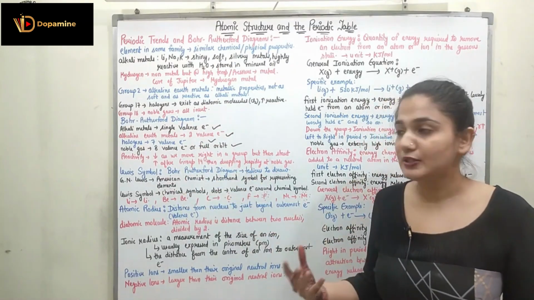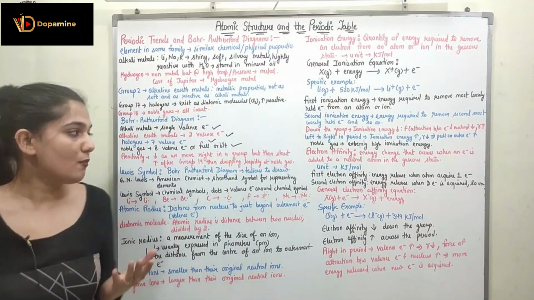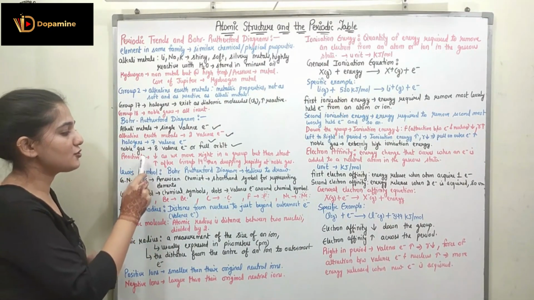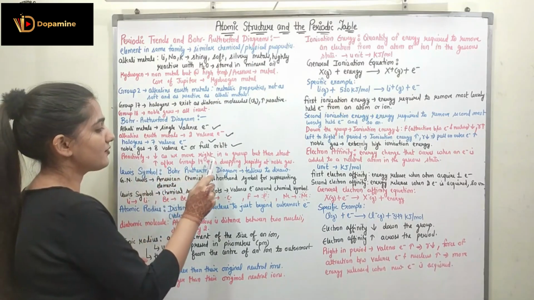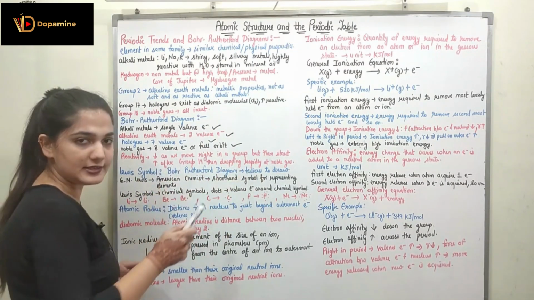Now coming to the reactivity. As we move right in a period, what will happen? The reactivity is going to decrease. So it is decreasing as we move right, but then it starts increasing after group 14, right?